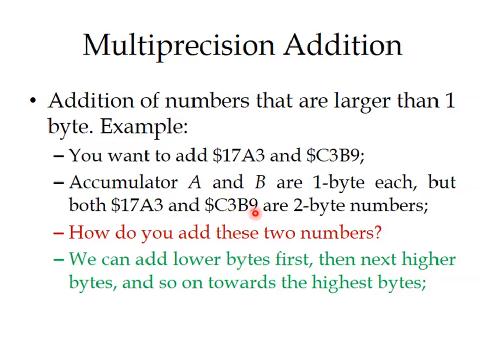So what we can do is add this lower byte first, and then consecutively add the higher bytes. Once we are done with the lower bytes, we can go to the numbers again and add the higher byte. In the first number, the higher byte is 17. In the second number, the higher byte is C3, so you can add C3 and 17 in the next step.